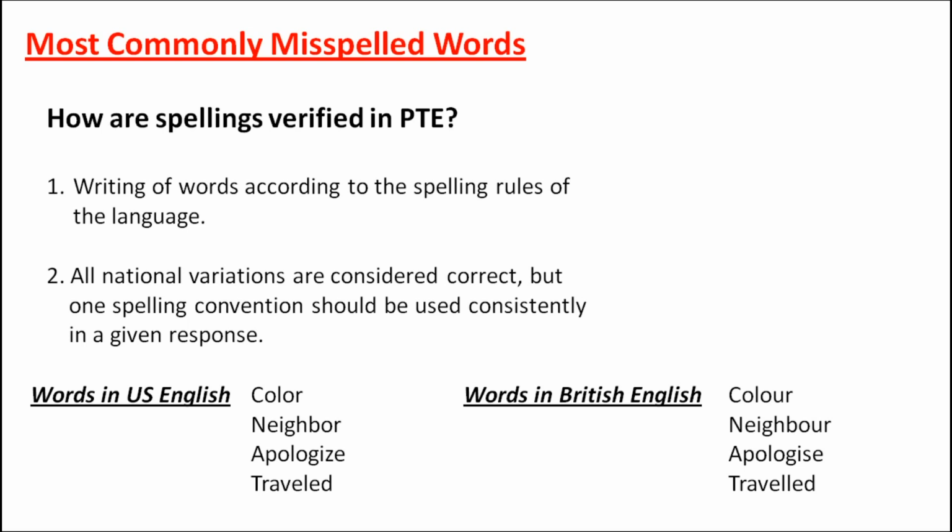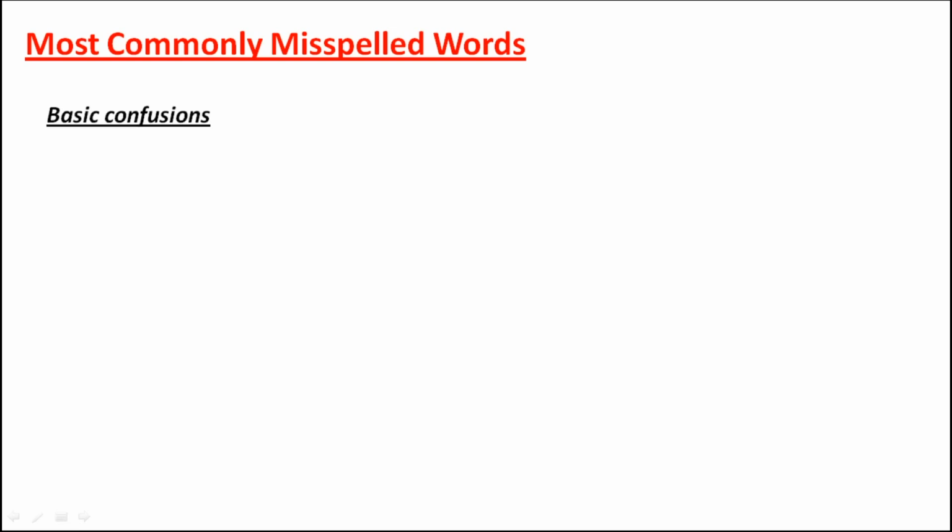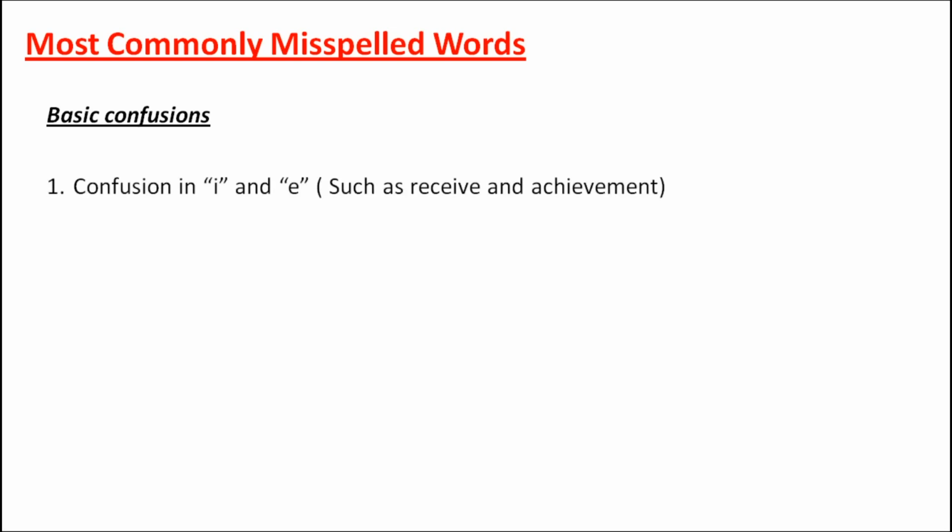For natives, obviously it is not going to be an issue, but for others who might have learned some words in US English and some words in British English, kindly check your variations and follow one throughout the examination. Now let's talk about some basic confusions that you might have while spelling a word. The first would be the confusion in the letter I and E. You might swap I and E in a word and misspell it.